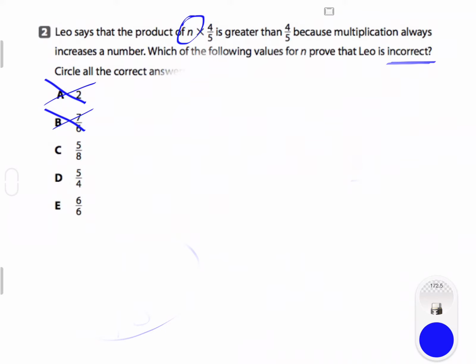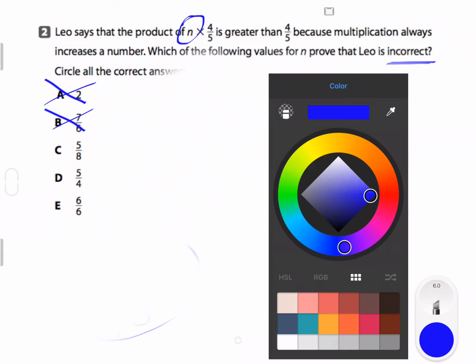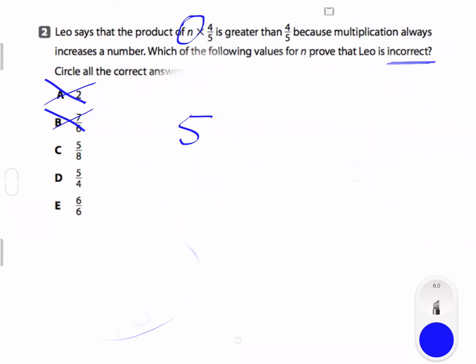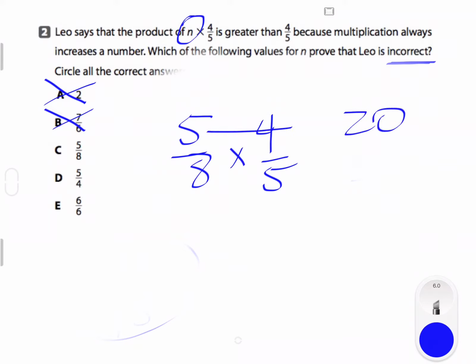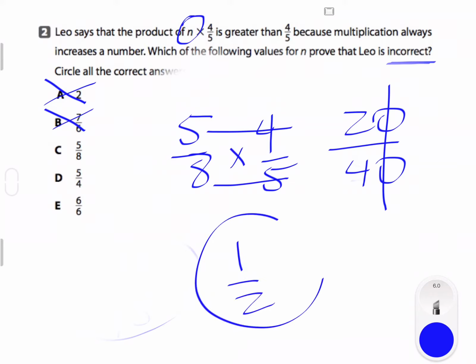Next we want to do 5/8. 5/8 times 4/5. And if our answer is smaller than 4/5, then we circle it. We're going to multiply across the top and get 20. Multiply across the bottom and get 40. Simplify it by dividing it by 10. And then divide it by 2 again. And it reduces to 1/2. 1/2 is less than 4/5. So our product actually got smaller, which is what they're asking us to identify.